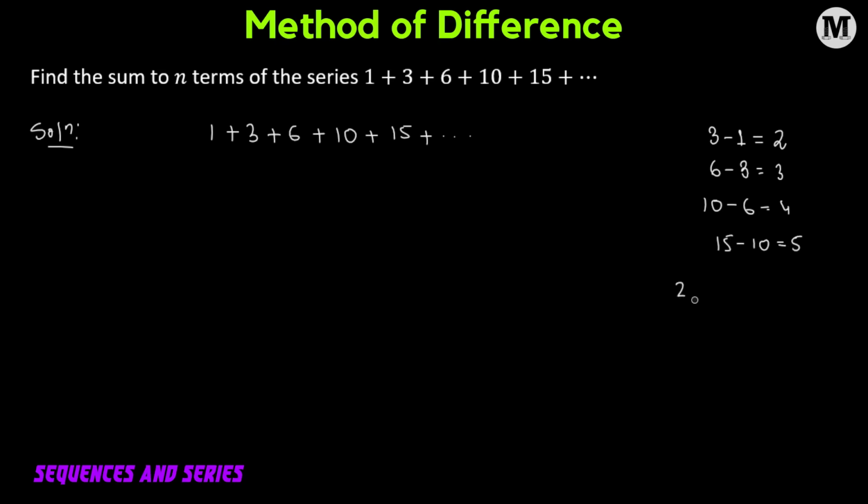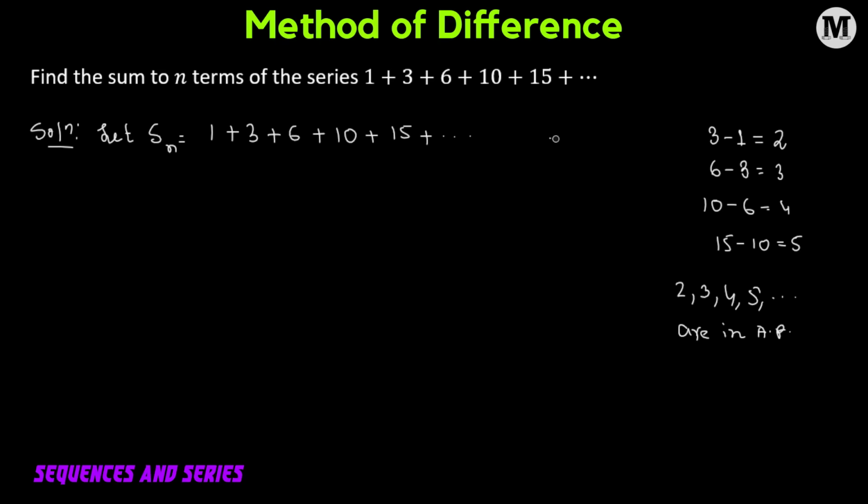So the pattern that emerges is this. If we consider 2, 3, 4, 5 and the terms that we will obtain by taking the difference, these terms are going to be in arithmetic progression. So that means this is the hint that we will be using here to solve this problem. So to begin with, let us suppose that this particular series is denoted by Sn, where Sn represents the sum to nth term or sum to n terms.